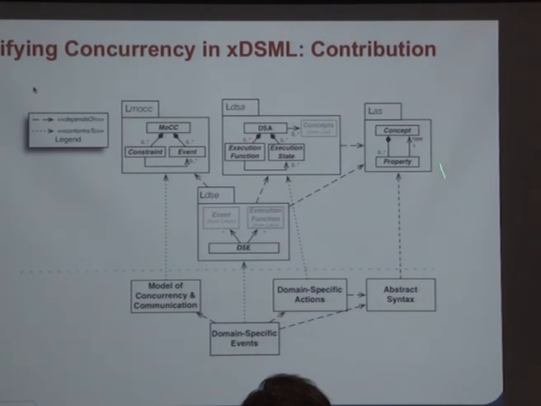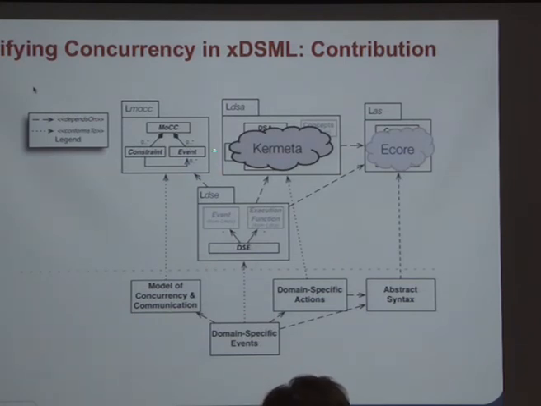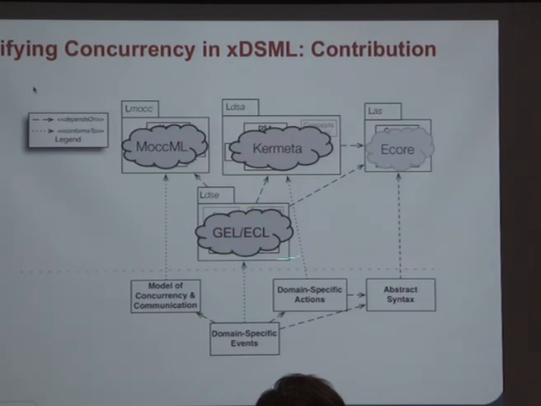So we define the abstract syntax using Ecore. We define the domain specifications, which correspond to the definition of the execution function and the execution state, using Kermeta. We define the model of concurrency, which is defined in terms of events and causality constraints between these events, with MoCCML, which is actually an extension of a language called CCSL, for Clock Constraint Specification Language, that has been initially used for defining the UML MARTE profile. And we use a combination of GEL and ECL, two meta-languages for defining the domain-specific events. The first one for the feedback from the DSA to the model of concurrency, and ECL for the mapping from the model of concurrency to the DSA.